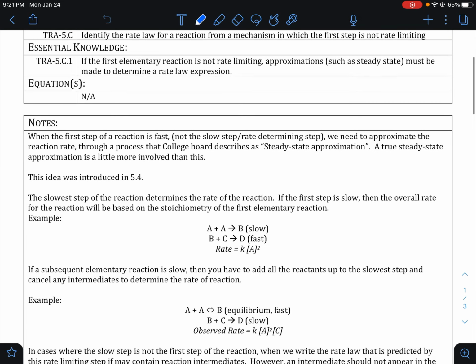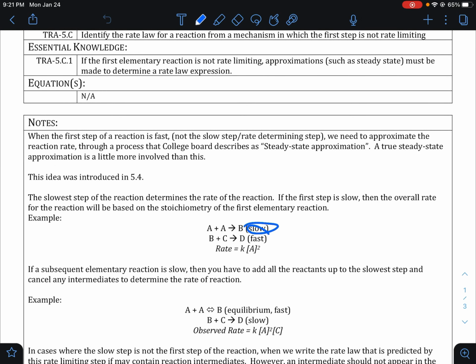In 5.8, or even earlier in 5.4, we had the slow step being the first step of the reaction mechanism. And again, the slow step is rate determining. So for this one, it's real simple. It's just based on the rate of that first step.